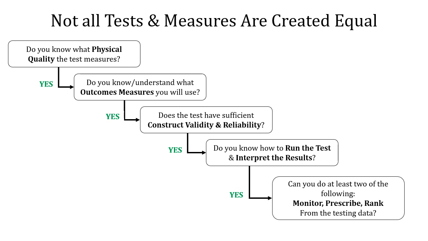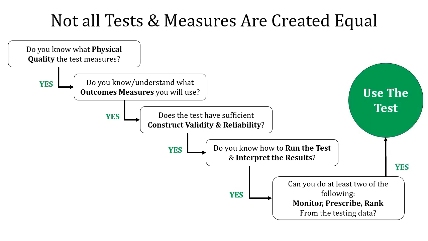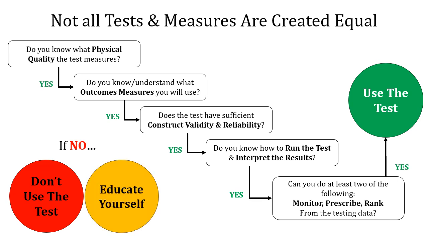And can you do at least 2 of the following? Can you monitor your athlete's progress? Can you prescribe interventions based upon that? And can you rank order the individual based off the results that you get? If yes to all 5 questions, then by all means use the test. But if you're equivocal on any of them, then we need to either consider not using the test, for instance, if there was poor validity or reliability, or perhaps you're unsure of how to run the test or adequately interpret the results. Well, in that case, educate yourself and, again, reconsider utilization of the test in the future.